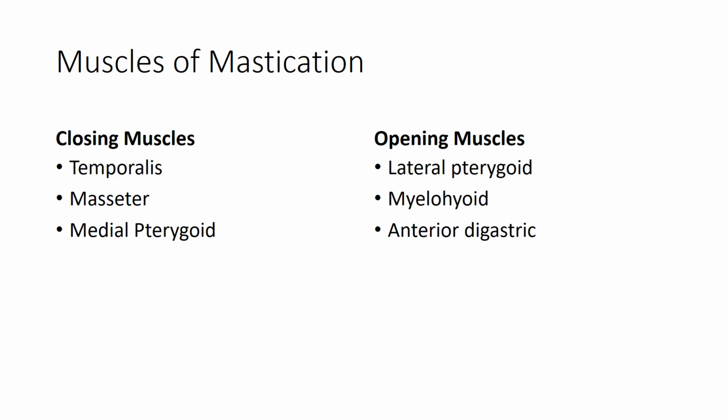Here's a quick review. The three closing muscles of mastication include three of the main muscles of mastication: the temporalis, the masseter, and the medial pterygoid. And then there are three opening muscles, which includes a main muscle of mastication, the lateral pterygoid, as well as the accessory muscles of mastication, the mylohyoid and anterior digastric. All of these muscles are innervated by the trigeminal nerve.